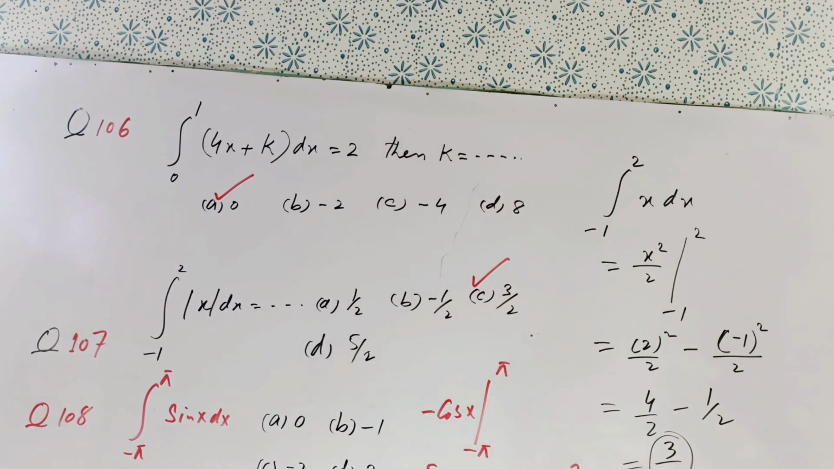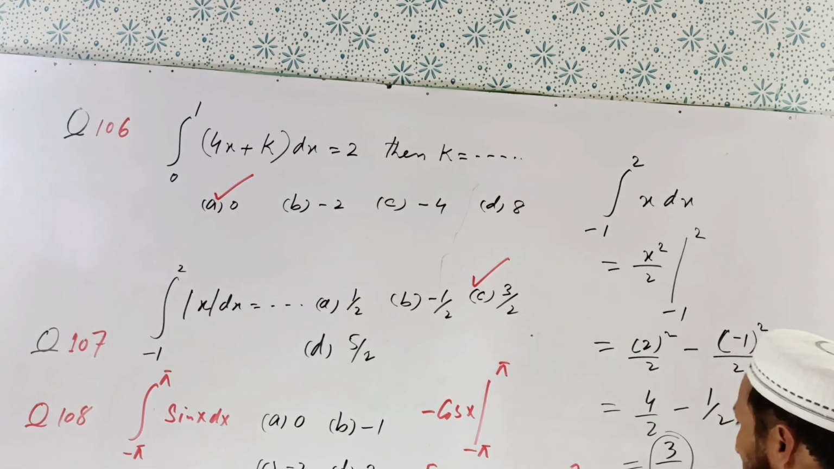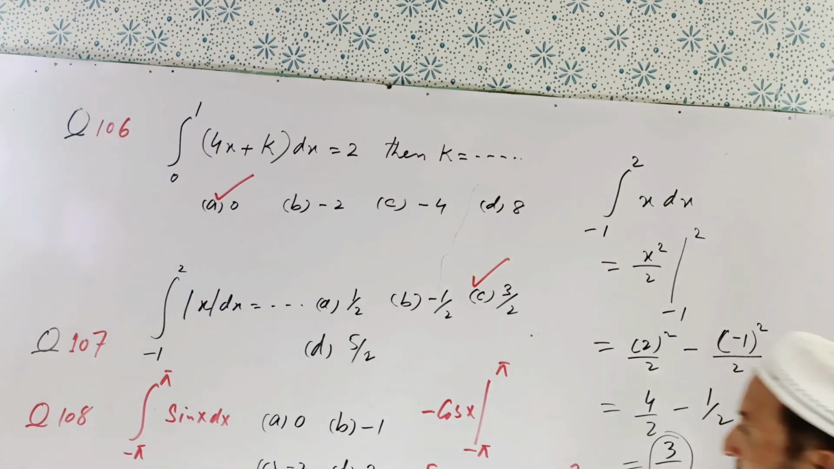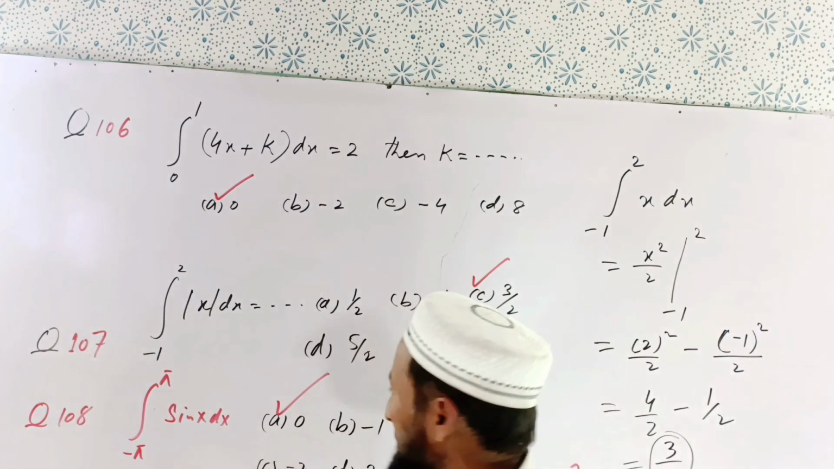So the result is minus of minus 1 plus 1. So the result is equal to 0. 0 is the correct answer.